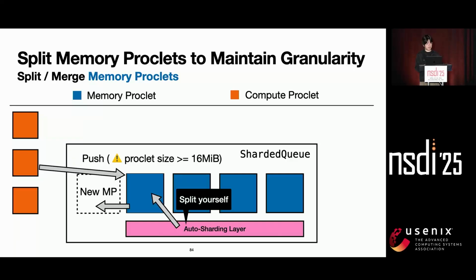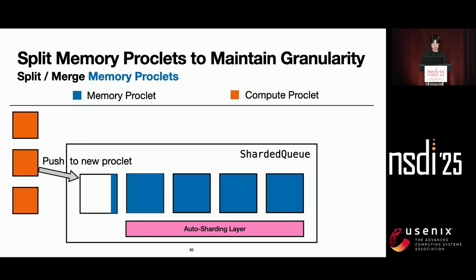here. As data is inserted, the memory proclet is split into two, creating a new tail memory proclet. The next push resumes at the new tail. In this way, sharded data structures can keep memory proclets fine-grained via splitting. Conversely, memory proclets also merge when they become too small.